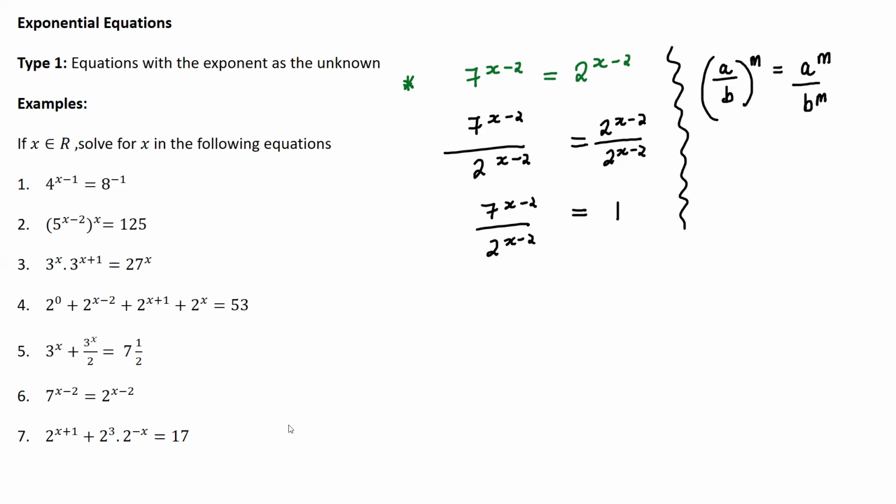And then, right, look at this. You see, the powers are the same. So I can write this as 7 over 2, okay, to the power of x minus 2, is equal to 1.